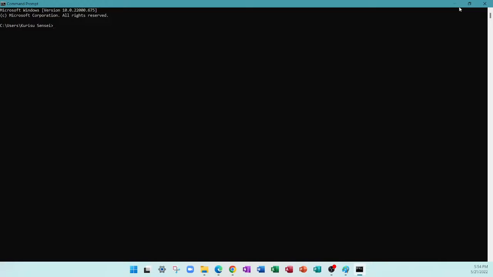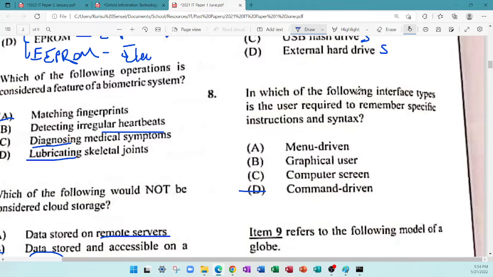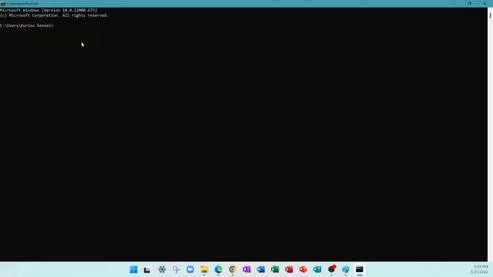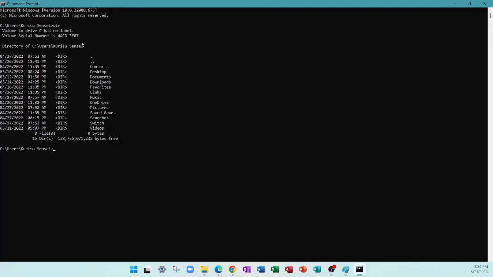You have typing in commands. You have the method of clicking, like moving the cursor and clicking on icons. You have the method of touching a screen. So an interface is how you're going to interact with a system. We have 3 interfaces here. The first interface was the command-driven interface. You have to know a set of commands in order to use it. For example, if you type in dir, it's going to list the folders that I have on my computer.